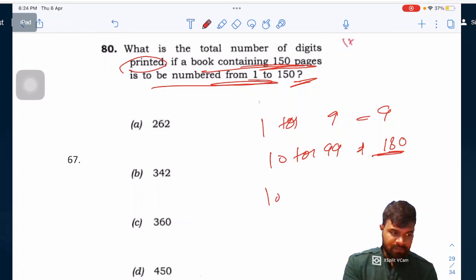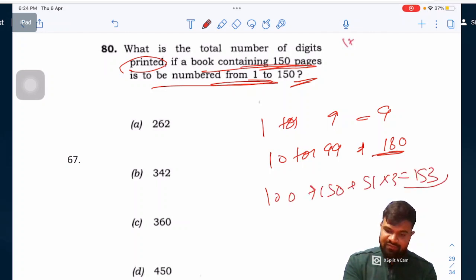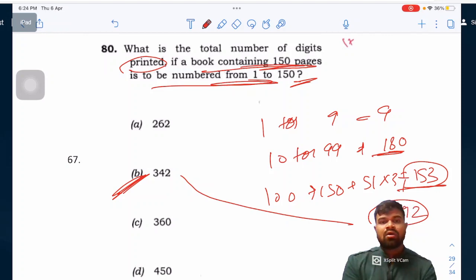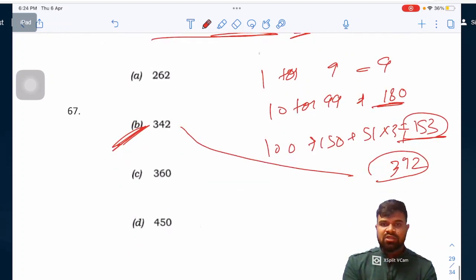Now from 100, you can check up to 150. 51 into 3, that means 153 digits. When you add all of them, you find 342 digits are there. So that will be the answer. This is how you will proceed.